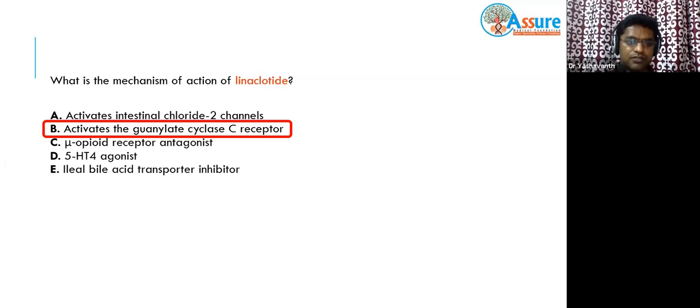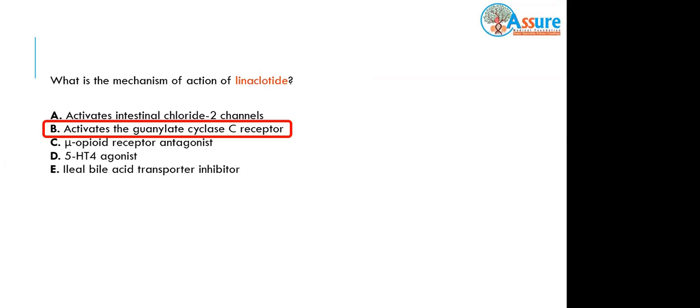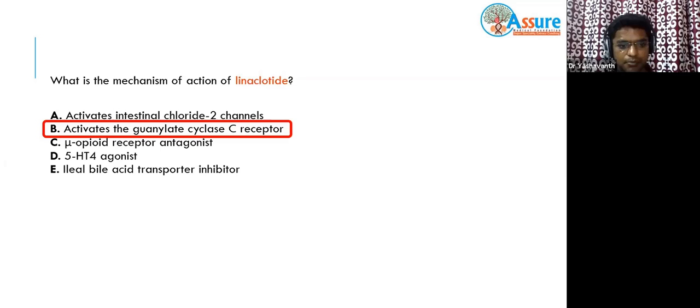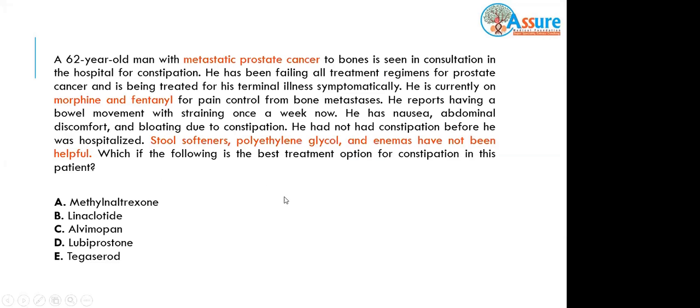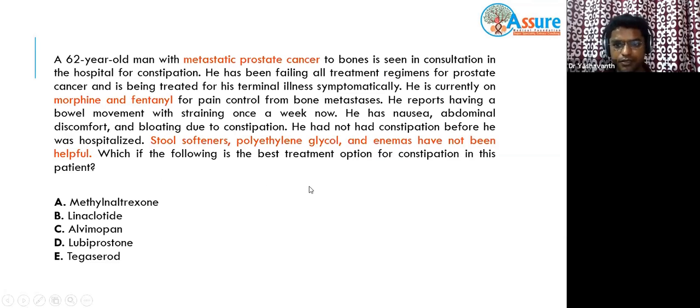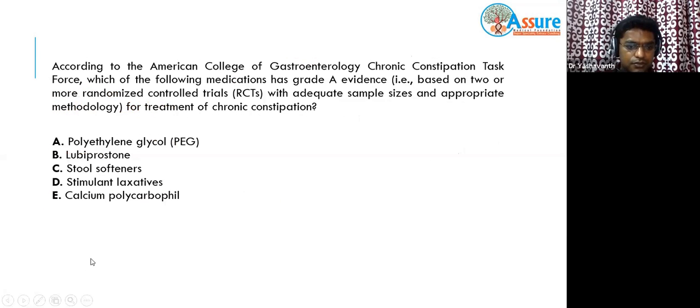Okay. Which is the 5-HT4 agonist we discussed? Velusetrag, yeah. E. Ileal bile acid transport inhibitor. Elobixibat. Very good. So these are from the Schlesinger review itself, the questions. So this we discussed. I think the answer here is methyl naltrexone.